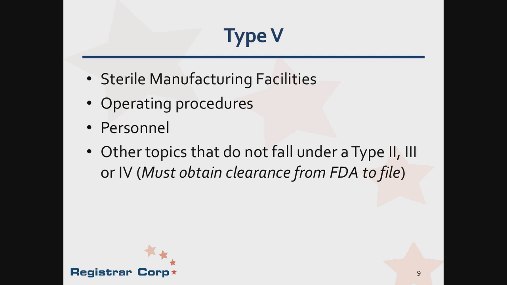Just to reiterate, for type 5 DMF, DMF holders wishing to submit a type 5 DMF must obtain clearance from FDA prior to submitting, okay? A clearance is not required if the submission to be submitted in a type 5 DMF is regarding a manufacturing site, facilities, operating procedures, and personnel for sterile manufacturing, okay? The key word here is sterile for the different types of manufacturing facilities.